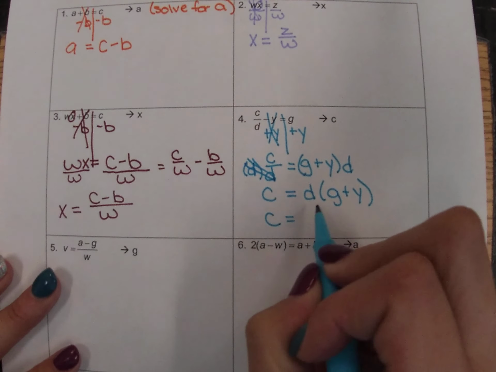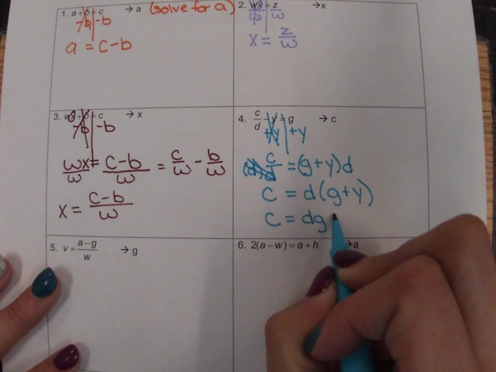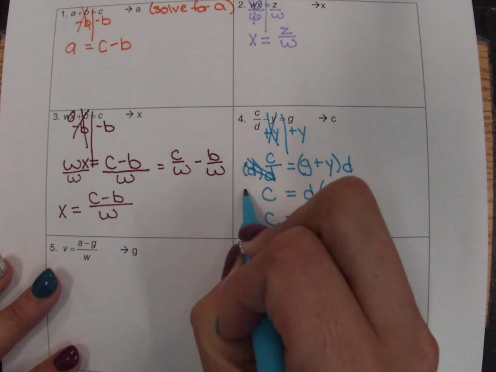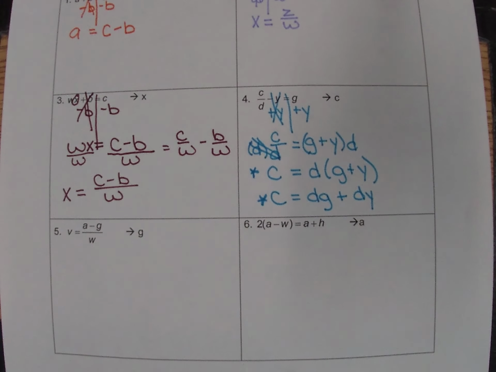Or we can multiply that d through just like we would normally distribute, and we can say dg plus dy. So either of these answers would be correct. It was the same idea as the last problem that we would need to recognize in multiple choice if that was one of the options, which one is there.